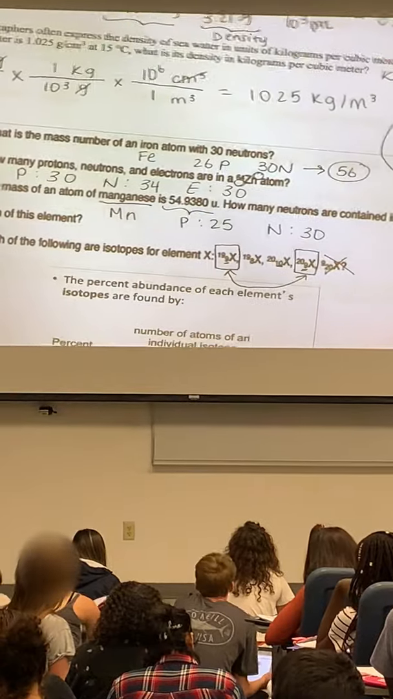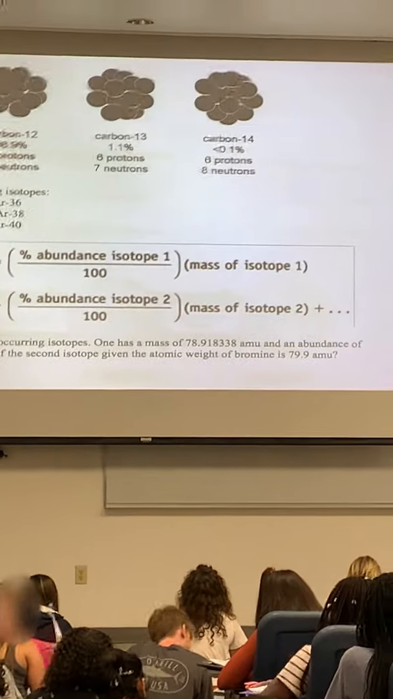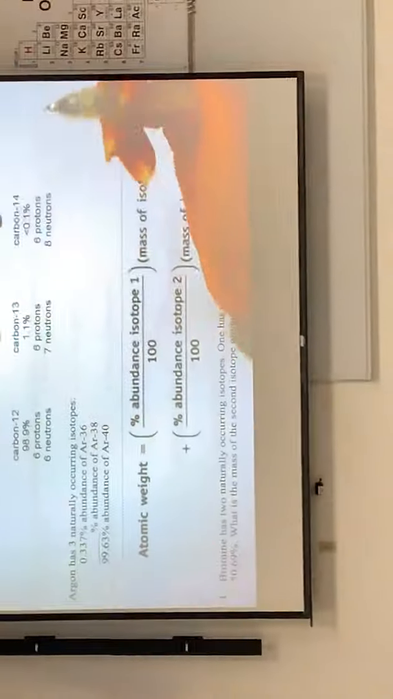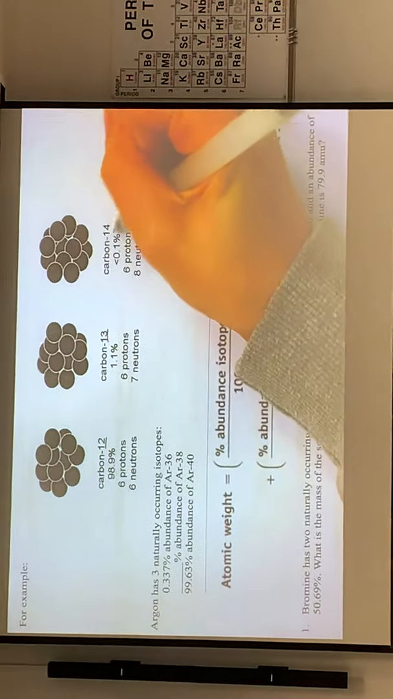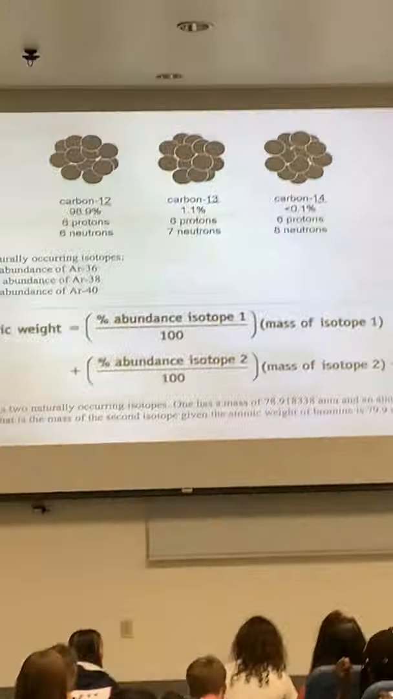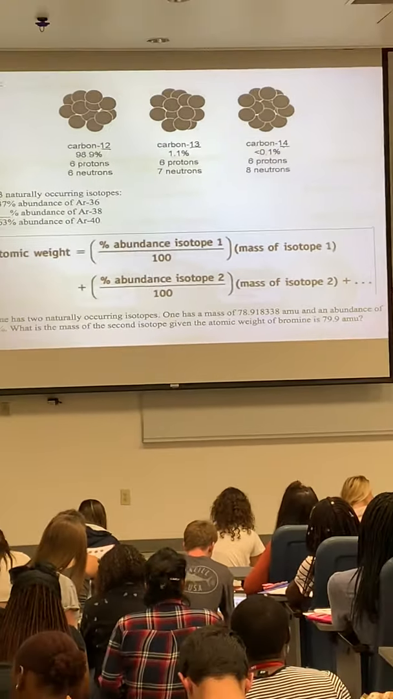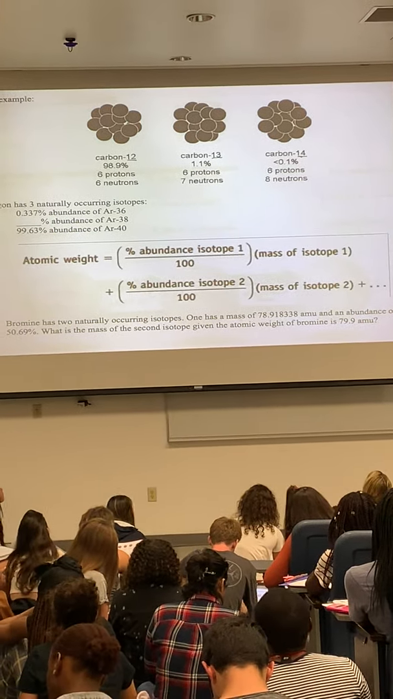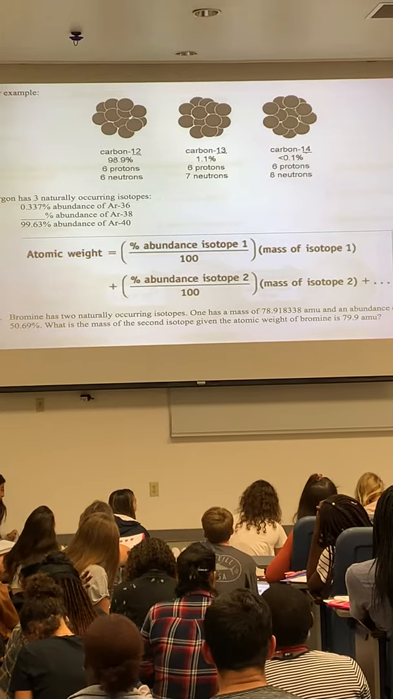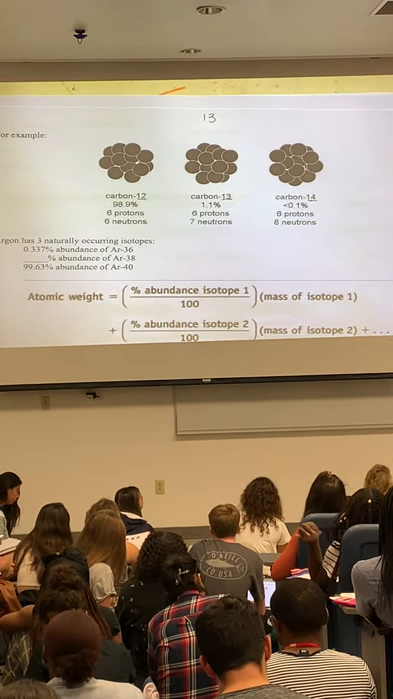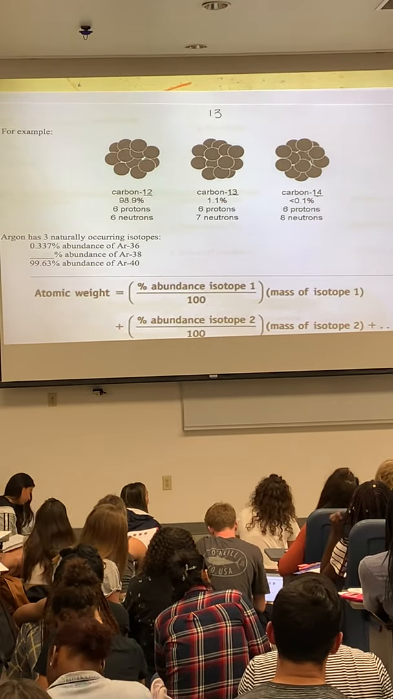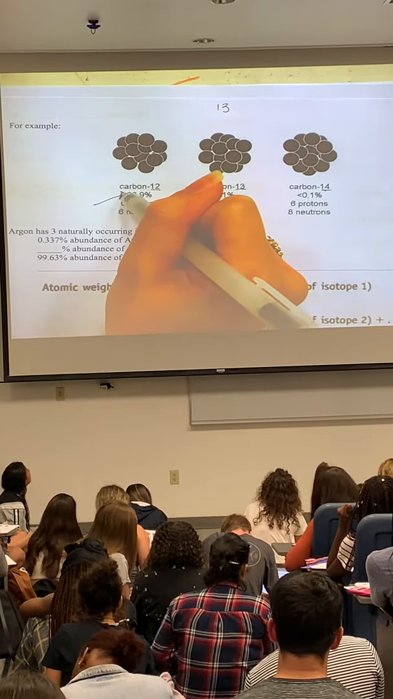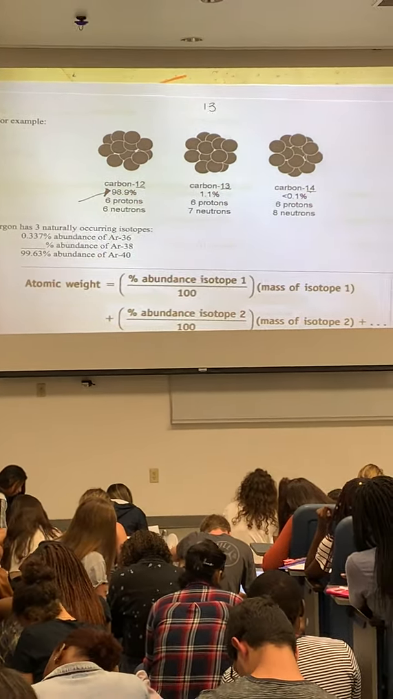And then here is the example. This is a common one. Carbon occurs in 3 naturally occurring isotopes, 12, 13, and 14. So if we took the average of these masses, 12, 13, and 14, what would we get? We'd get 13. Now, if you look at the periodic table, what is the atomic weight of carbon? It's 12. Why is it not 13? Carbon 12 is the most abundant. Therefore, carbon 12 is going to contribute the most to the average atomic weight.